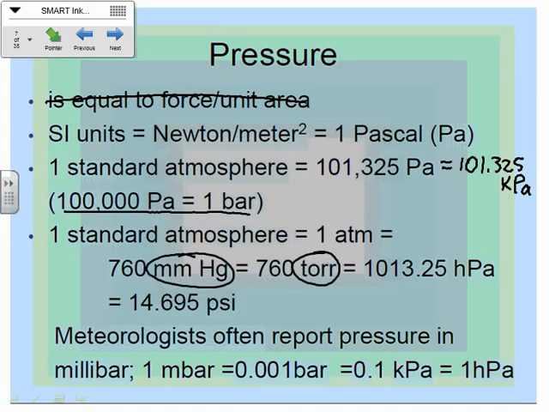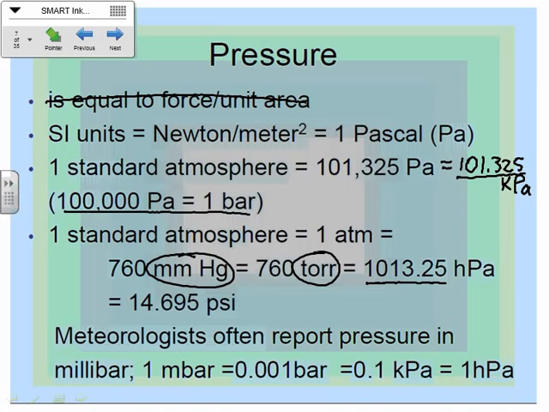Equals 1013.25 hectopascals. It's kind of a strange unit, but sometimes that is used. So it's 101.325 kilopascals. It's 1013.25 hectopascals, because I don't know if you remember that prefix hecto, but it means 100. Kilo means 1,000. And then here's the psi, 14.695 psi.